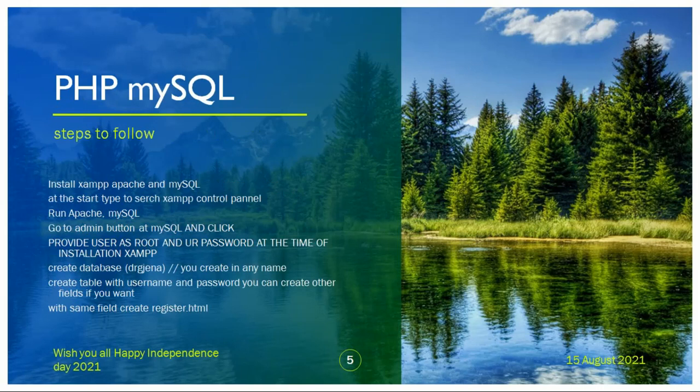And finally, I am going to tell you the steps to be followed. First of all, see that XAMPP is installed in your system. In XAMPP, you have to install Apache and MySQL. There will be many other things, like FileZilla, which are of no concern to you. You need only the minimum, Apache and MySQL. At the start, search for the XAMPP control panel. There you run both the Apache and MySQL servers. Then go to the Admin button at MySQL and click.